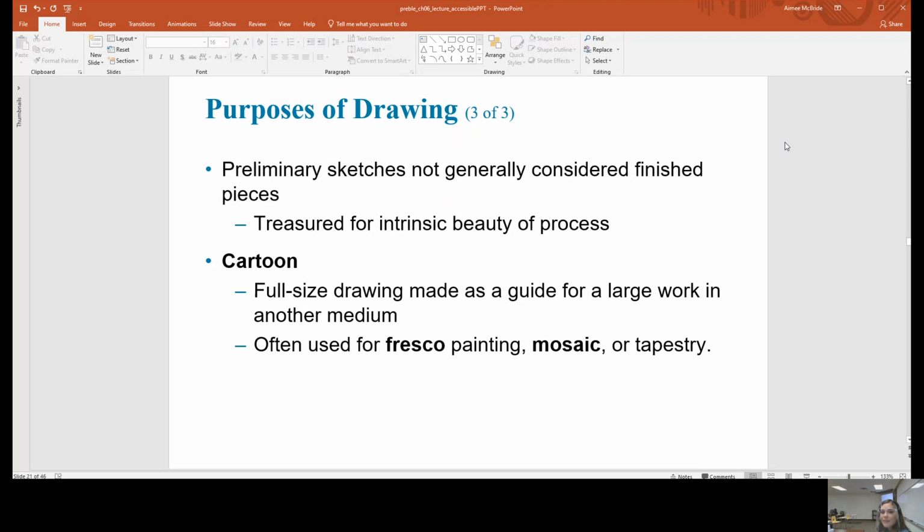Another example of a preliminary sketch is a cartoon. Cartoon is a vocab word. You should probably jot that one down because it pops up a few times again. Cartoons, most people think of those as like animated TV shows, but in the art world, they have a totally different meaning. A cartoon is a preliminary sketch done for a fresco, mosaic, or a tapestry. We'll talk about why in a second.